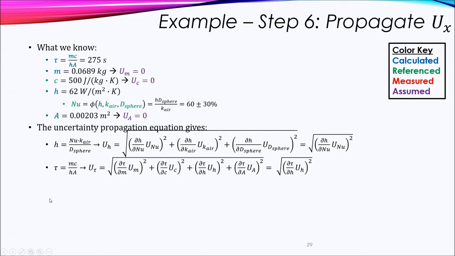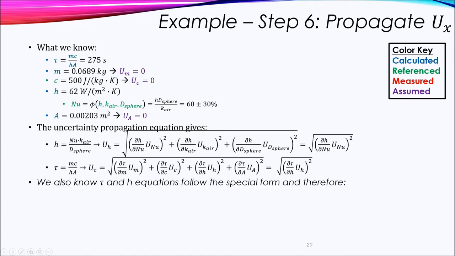Now, for the time constant, it has the same general form. Again, this is mc over hA, so taking the partial derivative of tau with respect to each of its constituent variables, with m, c, and A having no uncertainty assumed, leaving only h remaining. So we have one term here. Note that this could also be assumed as the absolute value. Do not simply remove the square root in the square because the square by definition makes it positive. You cannot get a negative value for uncertainty.